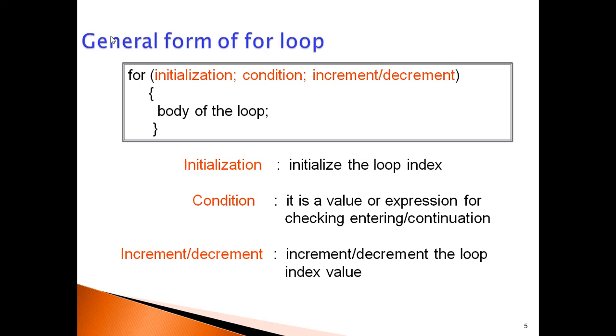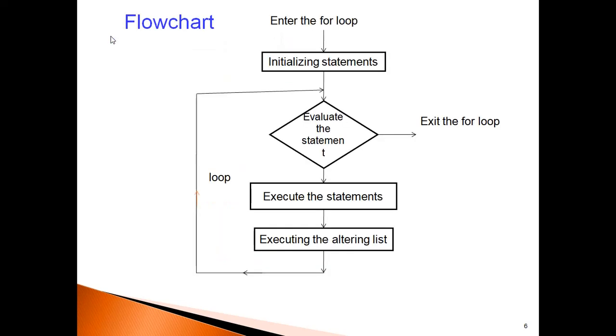The difference between the while loop and the for loop is the syntax only. In the while loop, we didn't initialize at the beginning of the while loop, nor increment. For the for loop, initialization and increment or decrement are added. That is the difference between the for loop and the while loop. Now we'll see the flowchart.